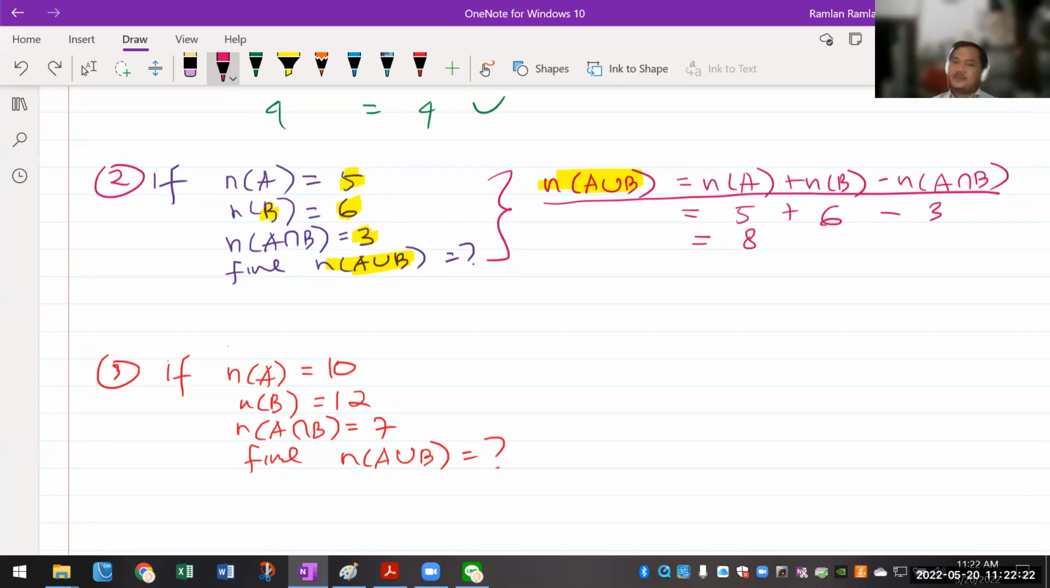The only thing that you must pay attention to is which one you need to add and which one you need to subtract, right? Because there's subtraction over here. The one that's being subtracted is the N(A intersection B). The ones that you add are NA and NB. The one that you subtract is N(A intersection B). That's it.